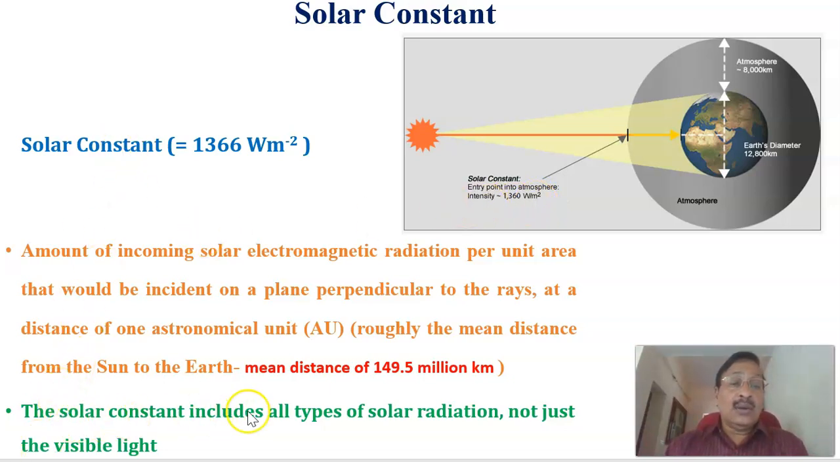Therefore, the solar constant includes all types of solar radiation, not just visible light. All the radiation coming, not only visible light. What is perpendicular to this? How much is the radiation per unit area? That is equal to 1366 watts per meter square. That is the solar constant.